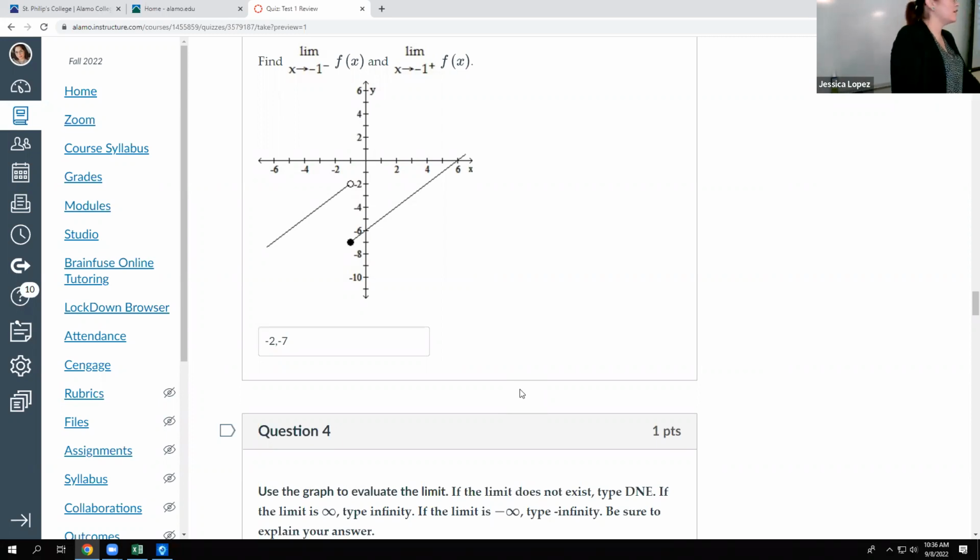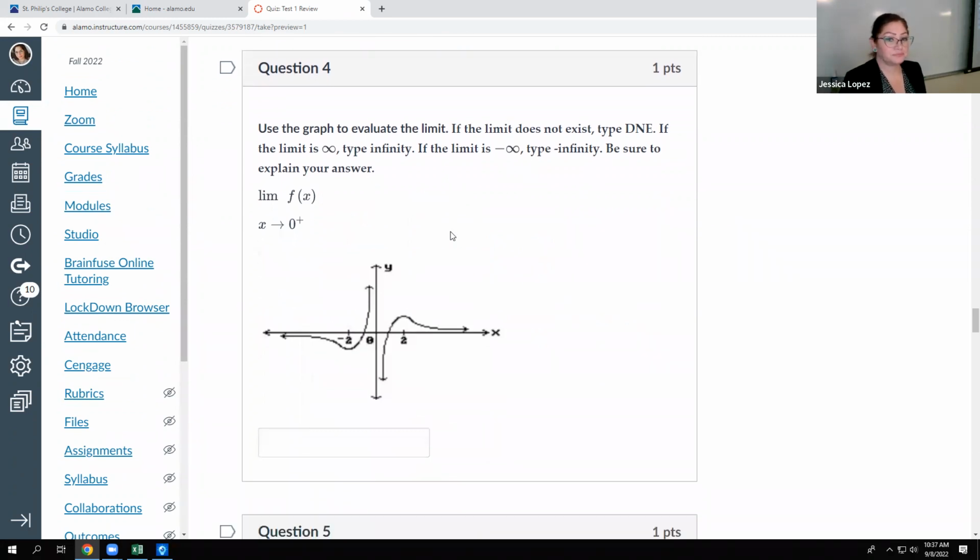Not for limits. We don't care if it's defined there or not. Because that's a limit. If I was asking you what is the actual y value when x is -1, then yes, it would follow that. But I never asked you what is f of -1. I just said where's it going as it goes to -1. Okay, but good question.